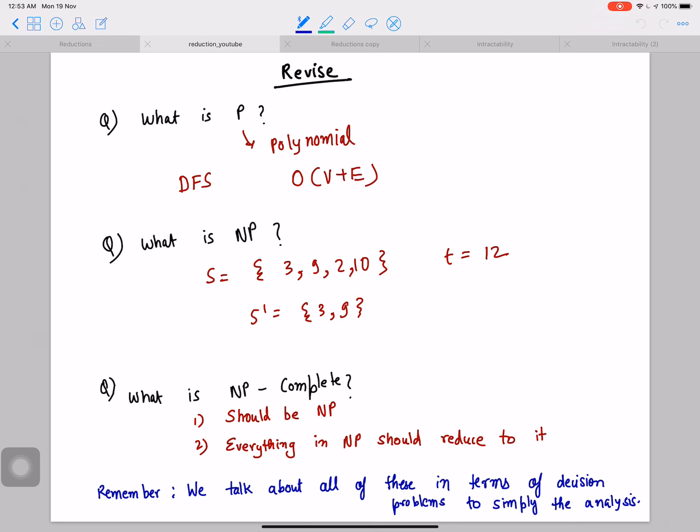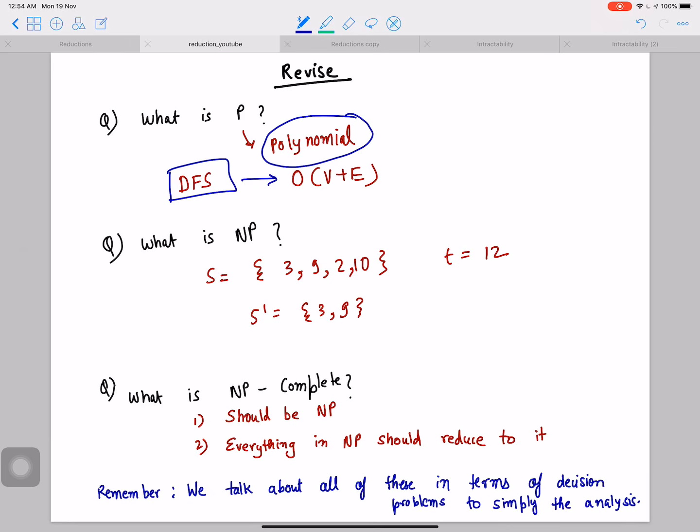I'll start by asking: what do you understand by problems in P? They are the problems which can be solved in polynomial time. For example, a DFS traversal on a tree will take O of V plus E time, and this is linear in the size of the tree, and linear is perfectly well polynomial. So this is what I mean by polynomial algorithms.